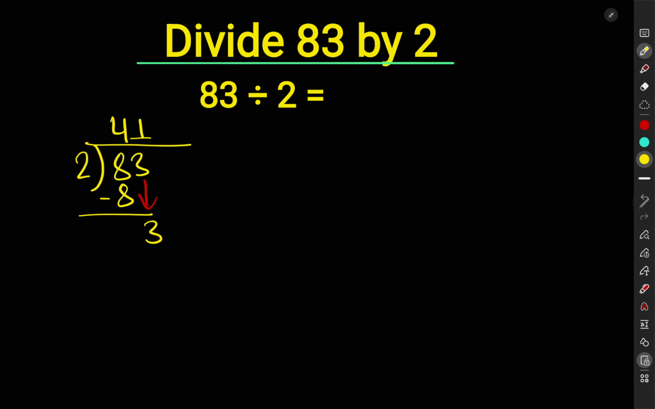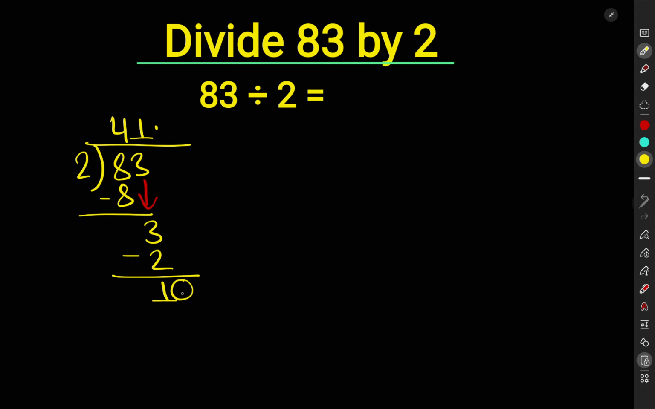So 2 times 1 means 2. On subtracting we get 1. So again this 1 is less than 2 and there is no other number beside. So we put a decimal here so that we keep a 0 here.